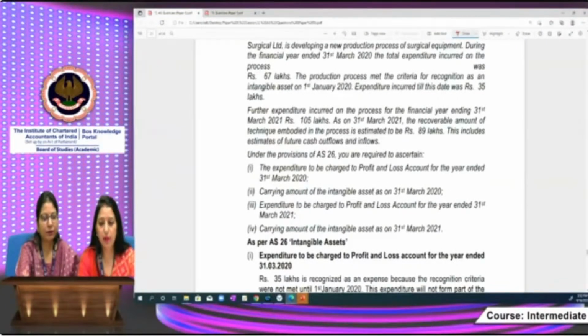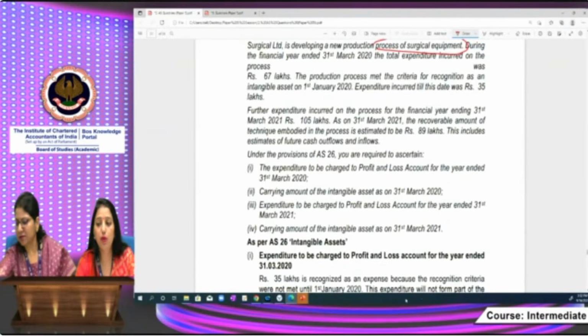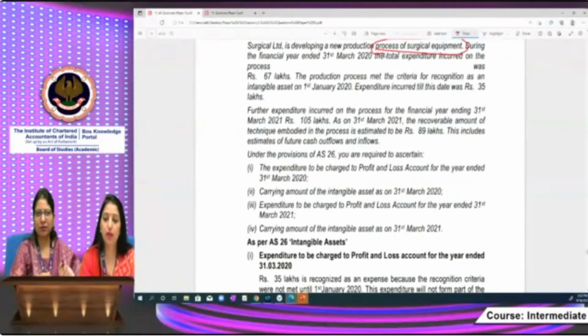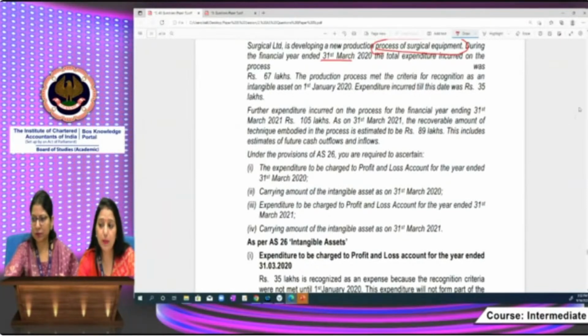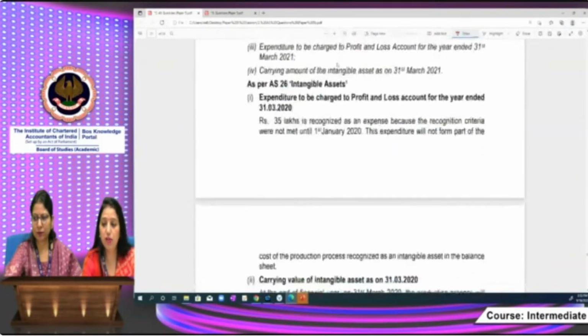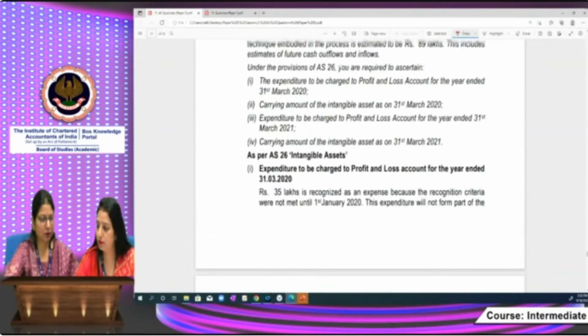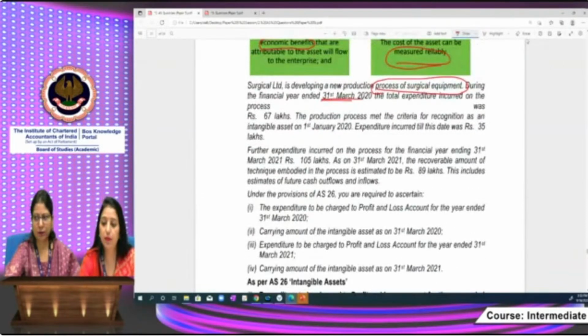There is Surgical Limited. It is developing a new production process for surgical equipment. During the financial year ended 31st March 2020, the total expenditure incurred on this process was 67 lakh. That means a process is going on, expenses are being incurred, and till 31st March 2020, the expenses are 67 lakh.